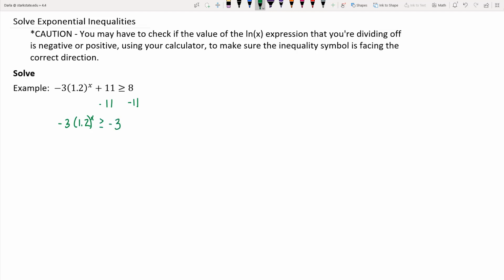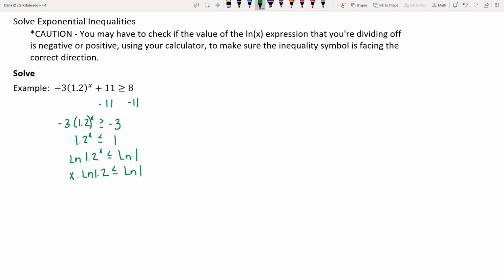Then we'll divide by negative 3 on both sides, which gives us 1.2 to the x. And then on the right-hand side, negative 3 divided by negative 3 is a positive 1. But because you're dividing off a negative, that inequality symbol does have to switch directions. So then we would apply the natural log to both sides, which does not change the inequality symbol's direction. But then what that does allow us to do is to use our power rule, which pulls that x down as a multiplier times that natural log of 1.2. And that's less than or equal to natural log of 1.